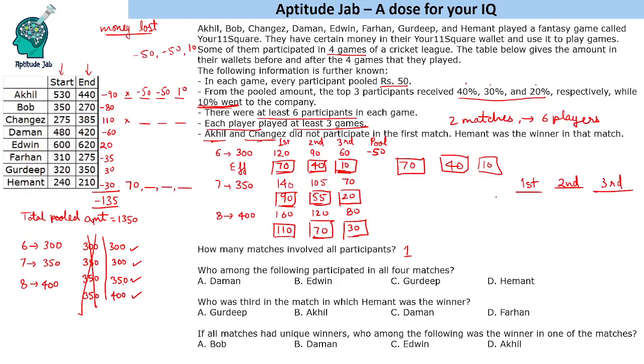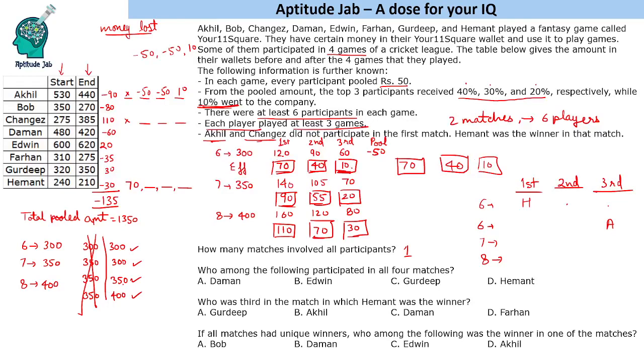So in one of the matches that involved 6 players, Hemant was first. There are 2 matches that involved 6 players, one match involving 7 players, one match involving all 8 players. So in this case, we have to find second and third. And in another match that involved 6 players, the third person was A.